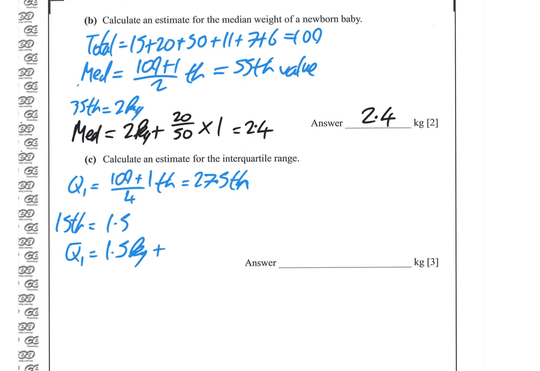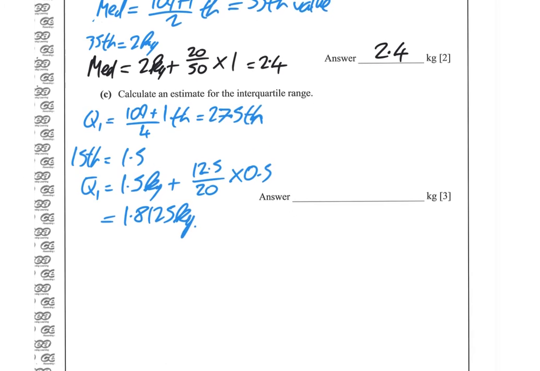plus, that was our 15 value. So remember, we want to get to the 27 and a half value. So we need to go 12.5 values into a bar which had 20 values in it, and the width of that was 0.5. And if you do that, 1.5 plus 12.5 divided by 20, and then times 0.5, that gave me 1.8125 kilograms. Okay, we're halfway there.